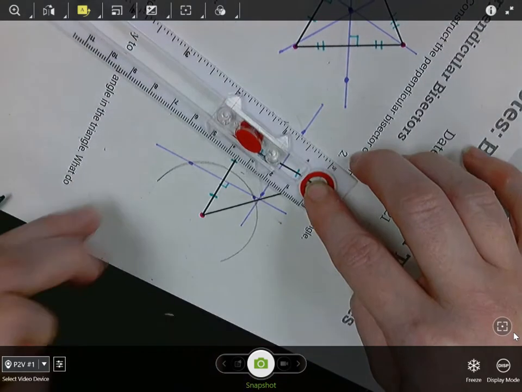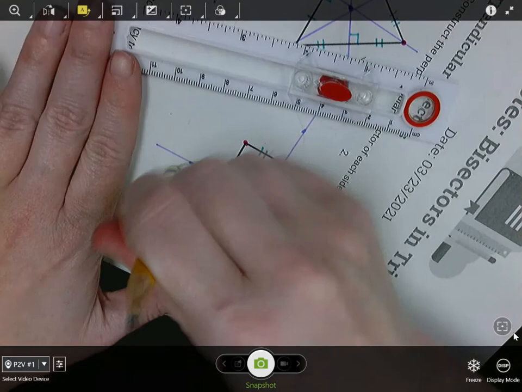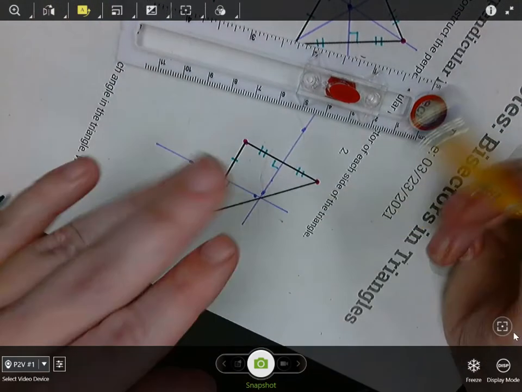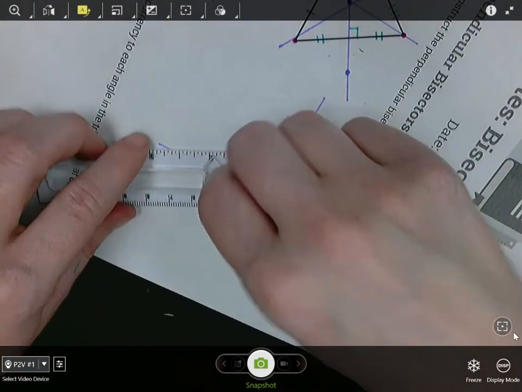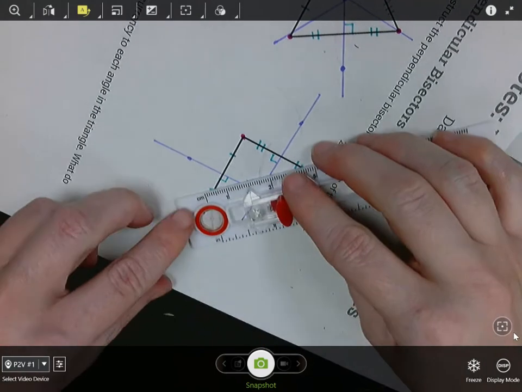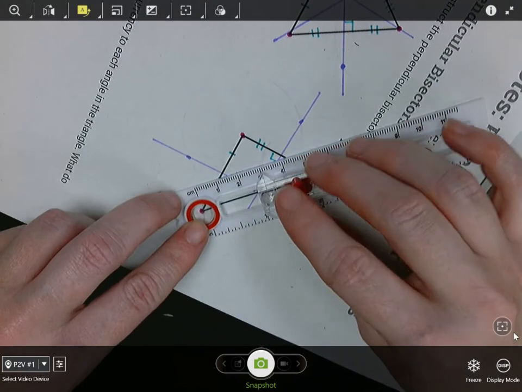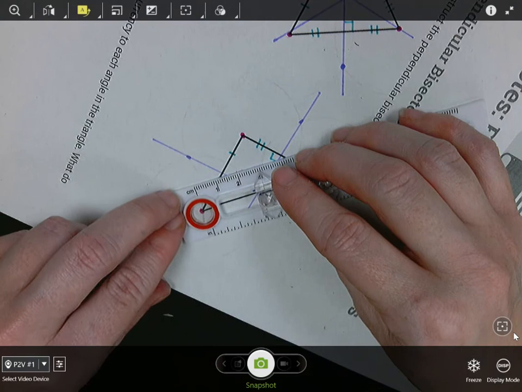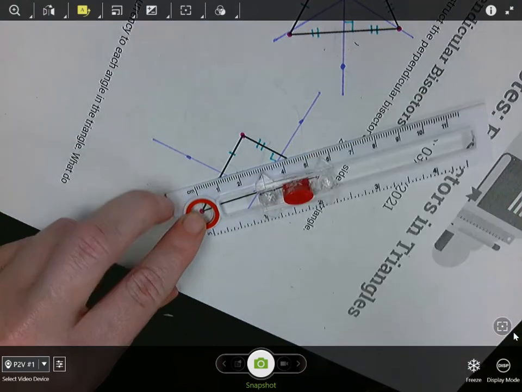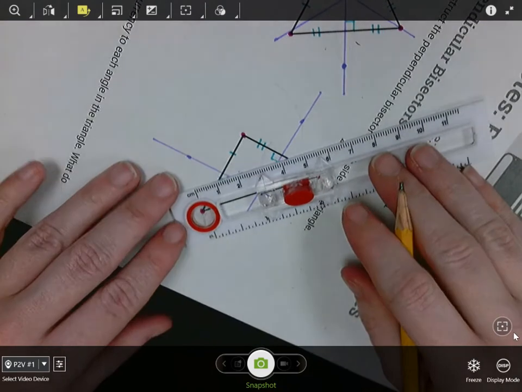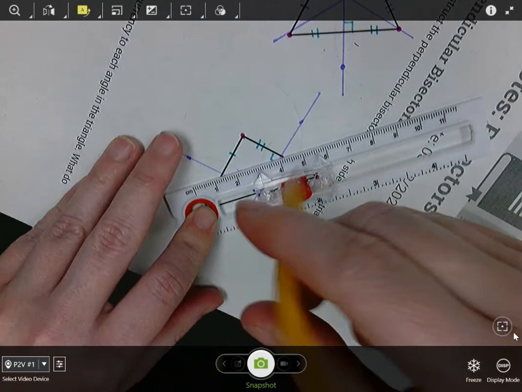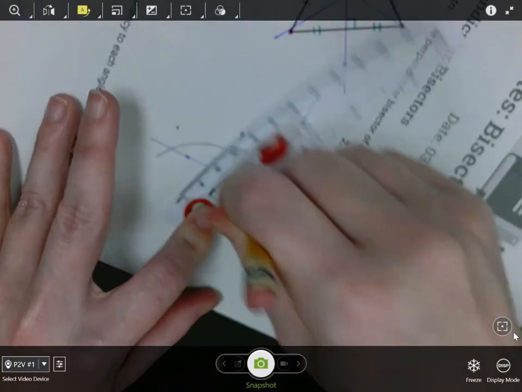Oh, no, I didn't check something. I didn't check to make sure it was more than halfway. So I'm going to have to make it a little bit bigger because your two circles have to intersect. So what you need to do is loosen it up and let's make it, let's see, 3. Yeah, 3 should be more than halfway. So let's open it up to 3. And then tighten it up. Now let's do it. Put your dot on the point, put your finger down, put your pencil in the hole, make your arc.